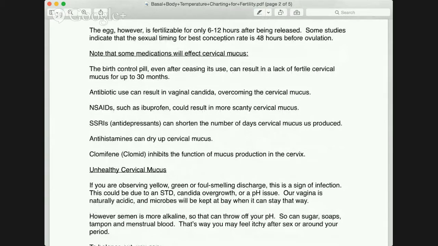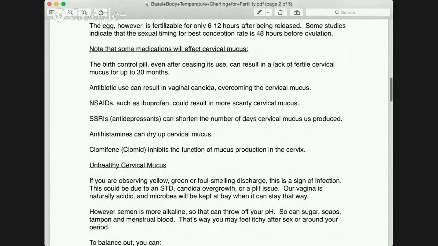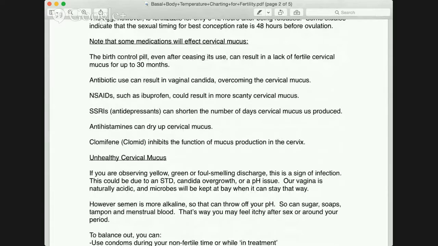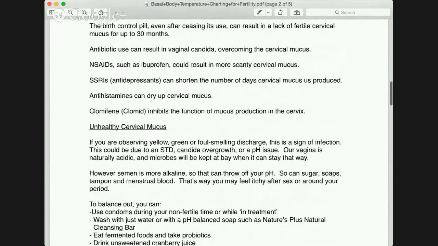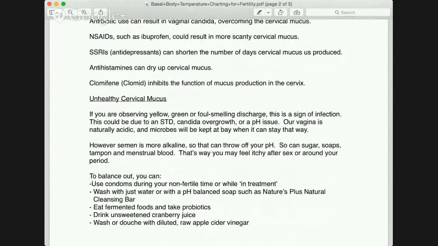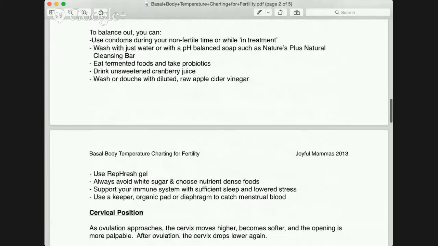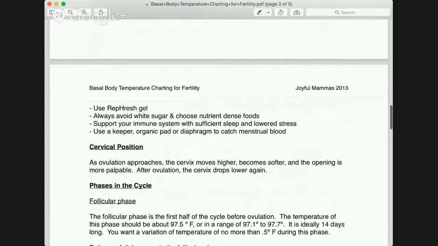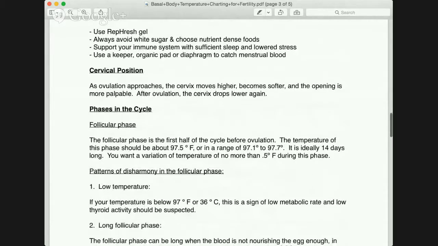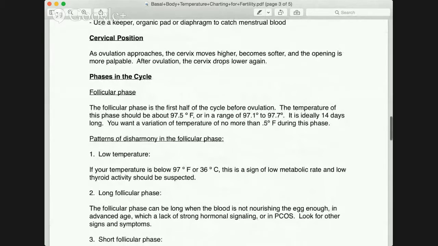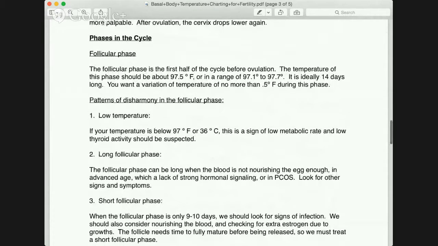And we talk here about some things that can affect cervical mucus, like birth control pills or allergy medications. That's a common one. Antidepressants, Clomid treatment. And there are some things here to create a healthier environment in your vagina and how to feel for the cervix. And now we get into the main event here, phases of the cycle.